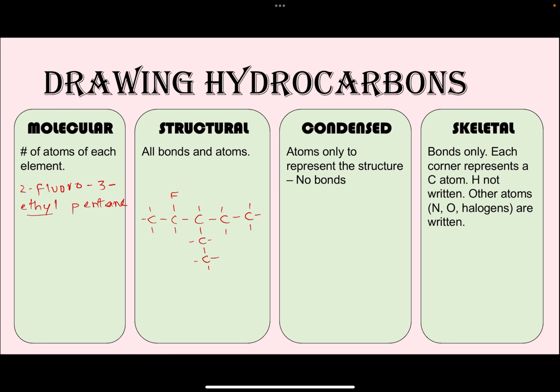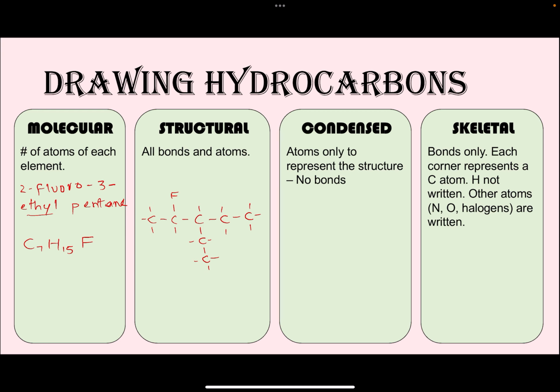Now, when we are writing the molecular formula, it's just going to be counting the total number of carbons, total number of hydrogens, and then just a fluorine. So we have 1, 2, 3, 4, 5, 6, 7 carbons. So that's going to be C7. And then we have 1, 2, 3, 4, 5, 6, 7, 8, 9, 10, 11, 12, 13, 14, 15 hydrogens. And then 1 fluorine. So this right here is your molecular formula.